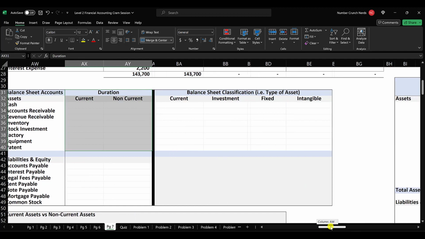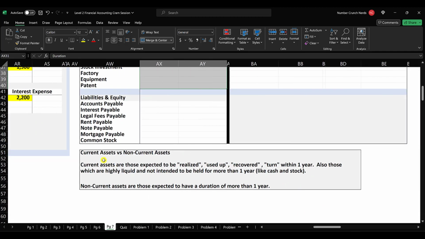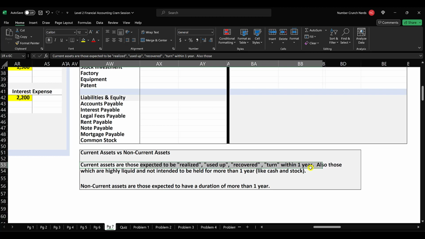And before we do, let's just see where I wrote that down. Here we go. What is current assets versus non-current assets? Current assets are those that are expected to be realized, used up, recovered, or to turn within 1 year. What does it mean to turn?